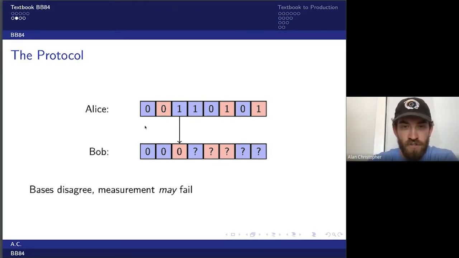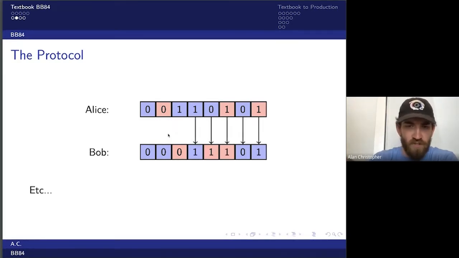The next one, she's going to send rectilinear to diagonal. And in this case, again, it could fail. And it happened to, just luck of the draw, get flipped in this case. And it goes on, so on and so forth, until you've transmitted all of the qubits you're interested in transmitting. In this case, 8.